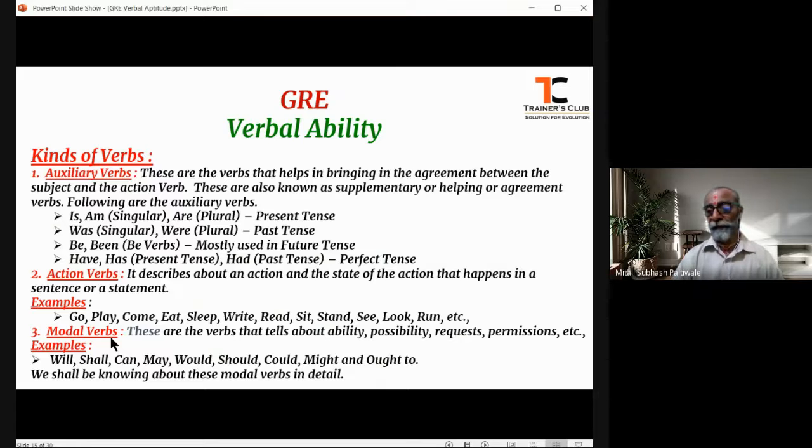Okay. Now, let us come to the kinds of verb. There are three kinds of verbs. The first and foremost is called the auxiliary verb. Auxiliary verbs are also sometimes called helping verbs. Sometimes they are called supporting verbs. Sometimes they are called agreement verbs. So it depends on which level you are talking to. To a simple person, you can say an auxiliary verb is a helping verb.